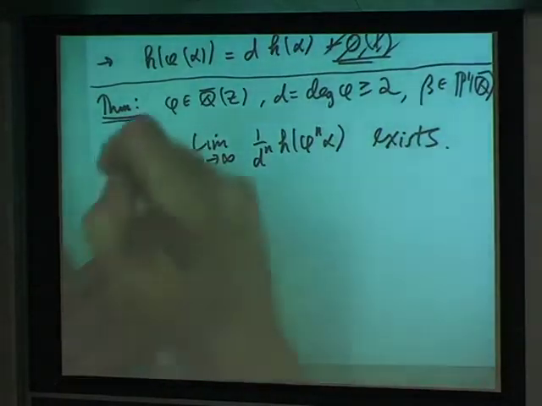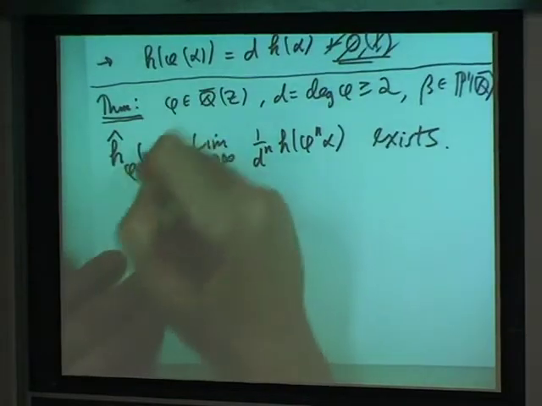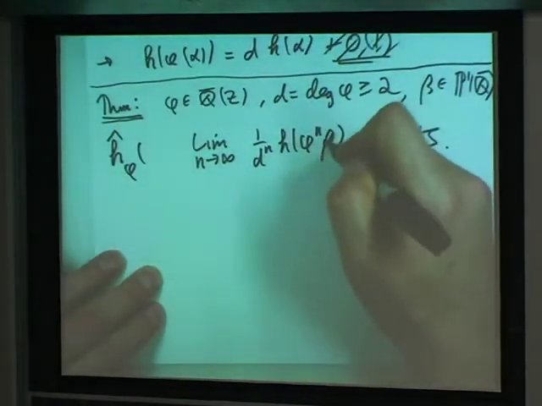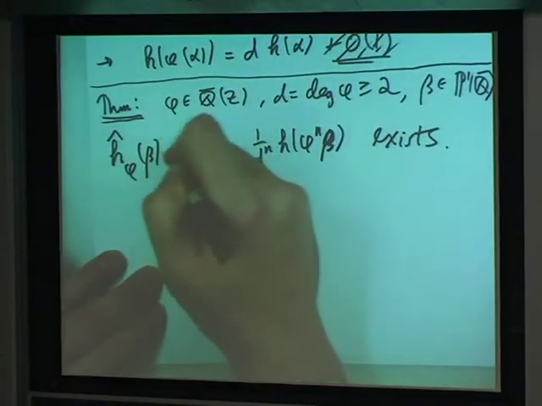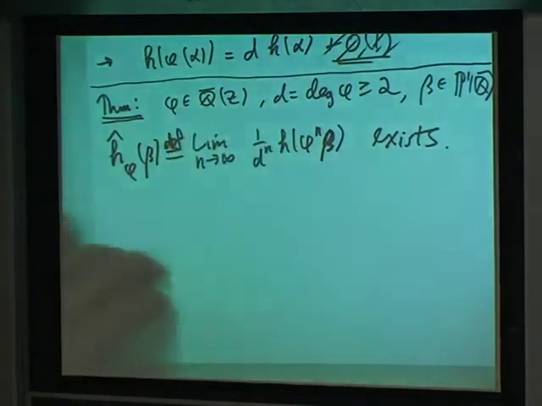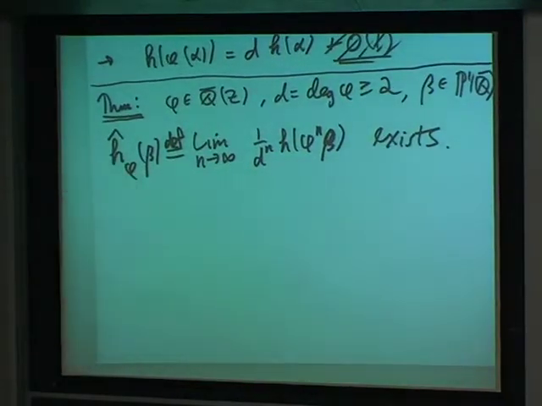Okay? And the notation for it is h hat sub phi of, I'm using betas, not alpha, h hat phi of beta. So this is the definition. And this is called the canonical height of beta with respect to the map phi.